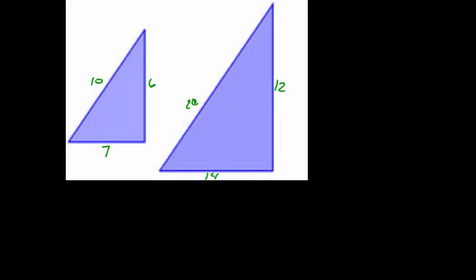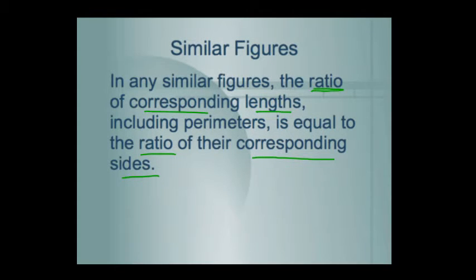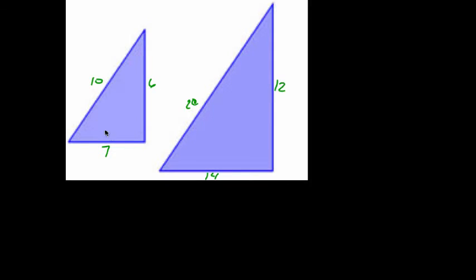Okay, so watch what we have here. So I have my two shapes, my two figures, in this case triangles, and I'm using the same measurements from before. We have 10, 7, 6, 20, 14, and 12. Alrighty. Now let's look at our definition one more time. It says that we have a ratio of corresponding lengths. Now in this case we can include perimeter, so we're going to use perimeter. So the first thing we need to do is figure out what is the perimeter of this triangle.